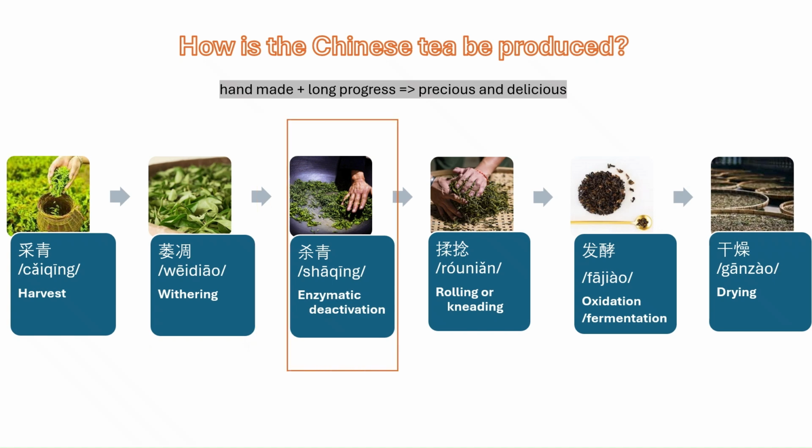Step 3. Enzymatic deactivation. 杀青. Enzymatic deactivation consists of the application of heat to stop the oxidation process, deactivating the enzymes that produce it. This step can be done with dry heat, in a wok or in a pan, or by steam.